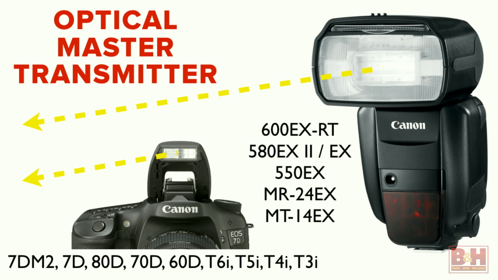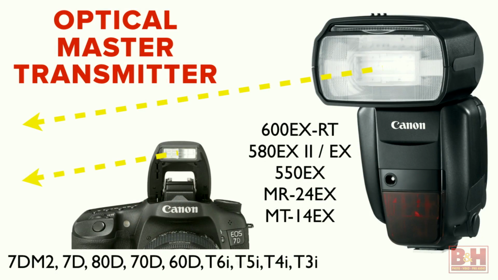So the first thing to know about optical wireless is that the flash tube is the transmitter. It is literally the light coming off the flash tube, an ultra-fast pulse of light. It's like super fast Morse code. So if you block the head of the Speedlite with your hand, when it's set as an optical master, you block all the light coming out of it, the slaves will do nothing. So that transmitter is literally the flash tube.